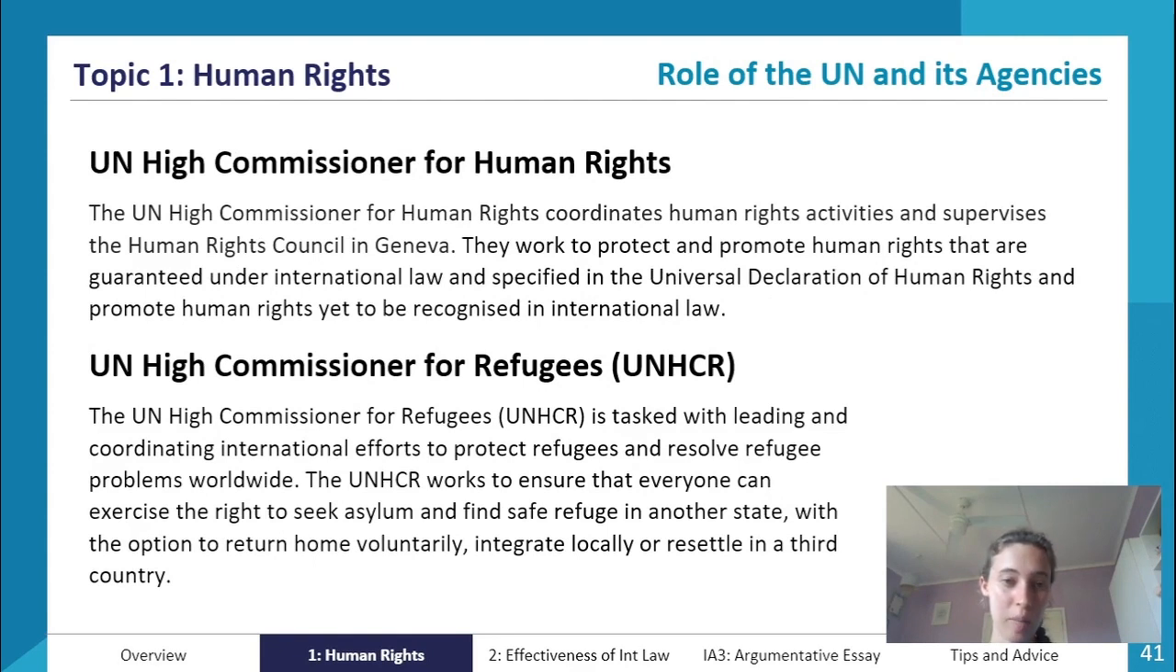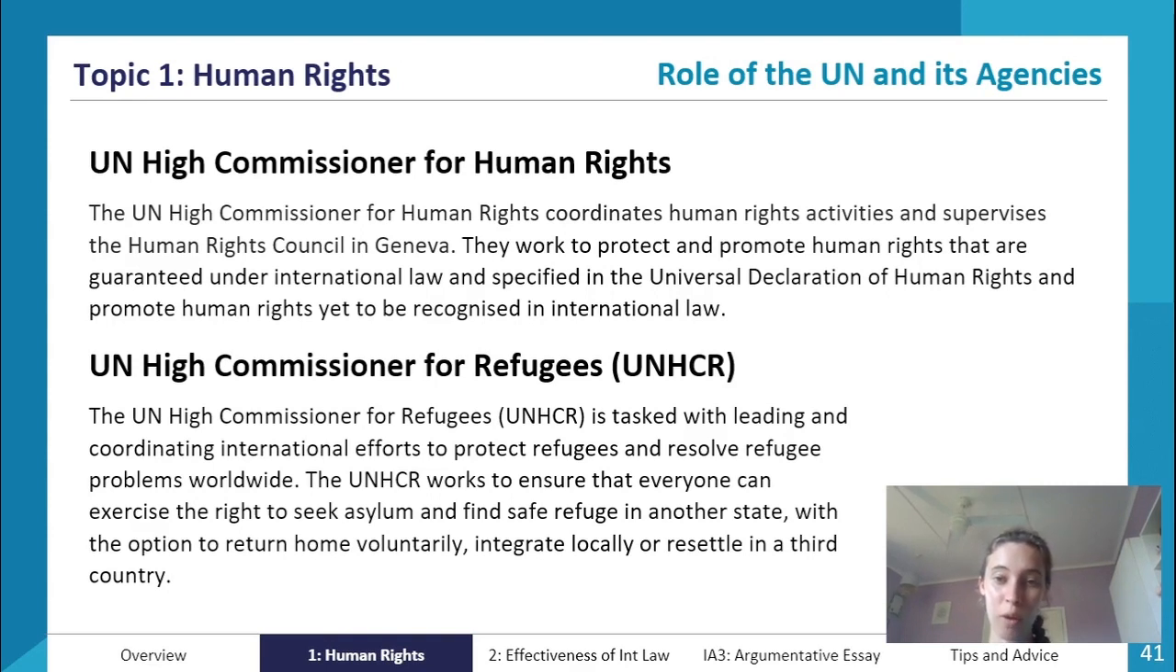The UN High Commissioner for Human Rights. So they coordinate human rights activities and they supervise the Human Rights Council, which is in Geneva. They're working to protect and promote human rights that are guaranteed in the Universal Declaration of Human Rights. And they also want new rights as well. They promote new rights that they see as being important too.